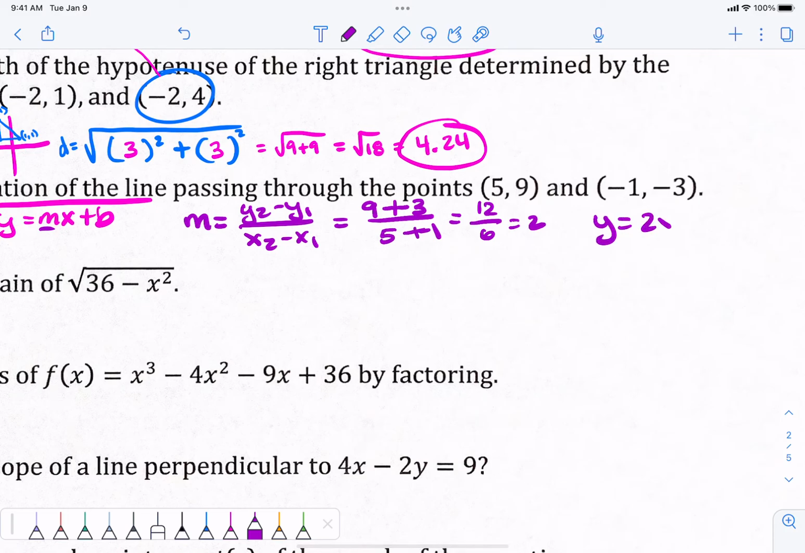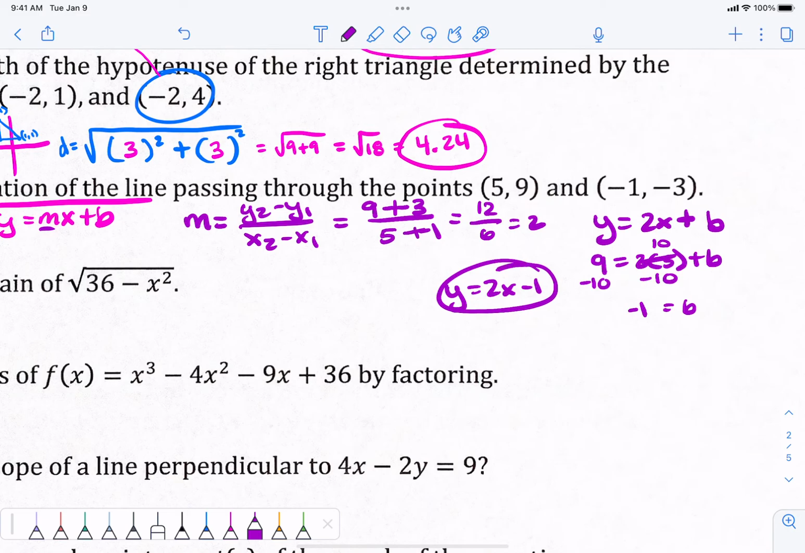y equals 2x plus b. 9 equals 2 times 5 plus b. 9 equals 10 plus b. 9 minus 10 is negative 1, so y equals 2x minus 1. That was fast. Which point did you plug in? We plugged in 5, 9 because we don't like negatives.